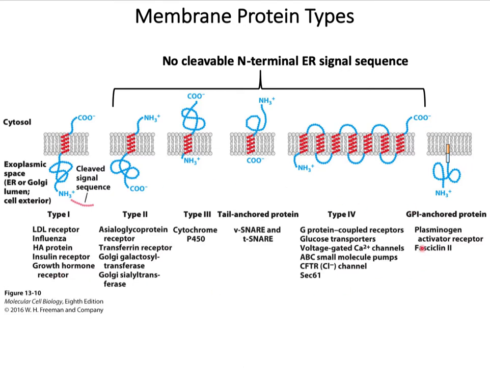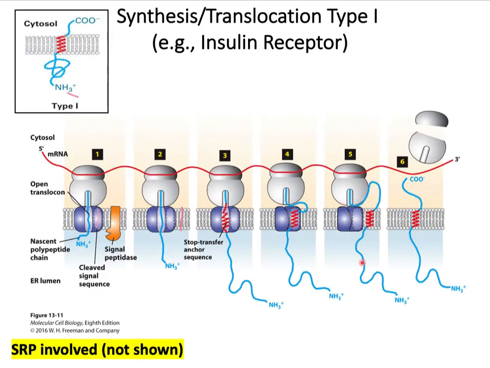And these are some of the examples of these different types of transmembrane proteins, or integral proteins. So let's take a look at each type of these separately. First, take a look at the synthesis and translocation of type 1 transmembrane proteins. An example of the type 1 transmembrane protein is the insulin receptor.